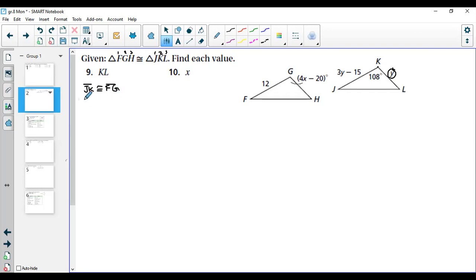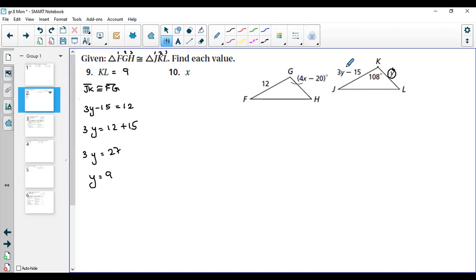Okay. Now if JK is 3y minus 15, I could say 3y minus 15 equals 12 because FG is 12, right? So that means 3y is going to be equal to 12 plus 15, which means 3y is going to be equal to 27. Y is going to be equal to 9. So I found the value of y, which means the segment KL is going to be 9. Because KL is y, so y is 9. So KL is 9, right? Let's find the value of x.